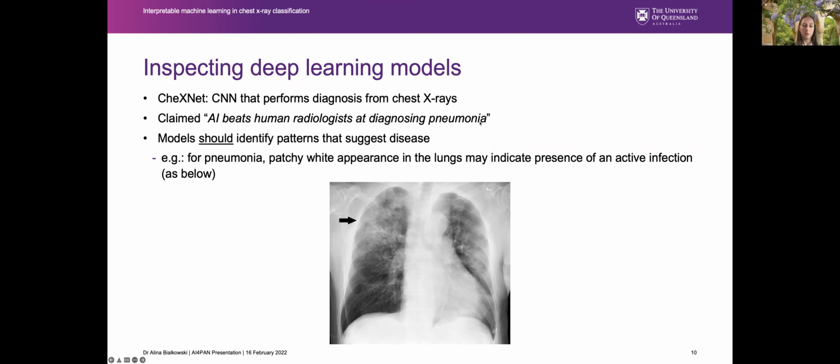Now, if we were to inspect the model to see what it used as evidence for classification, we'd want it to be looking at parts within the lungs, and specifically parts that correspond to or suggest disease. So in pneumonia, what we're looking for is these patchy white parts of the lungs, which might indicate the presence of an active infection.